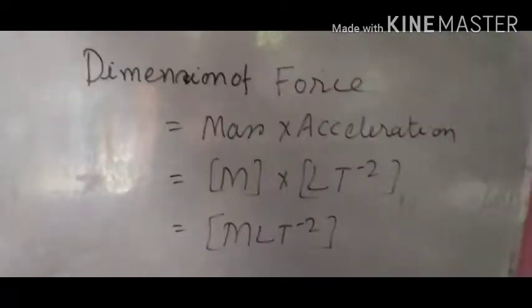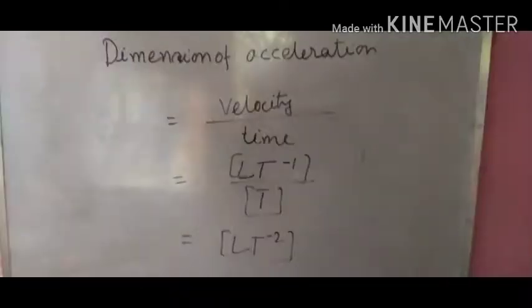Now we will calculate the dimension of force. Force, this physical quantity, can be written as mass into acceleration. So the dimension of mass is M and the dimension of acceleration is L T to the power minus 2. So finally this is M L T to the power minus 2. Always remember that a dimension is always written within a square bracket.